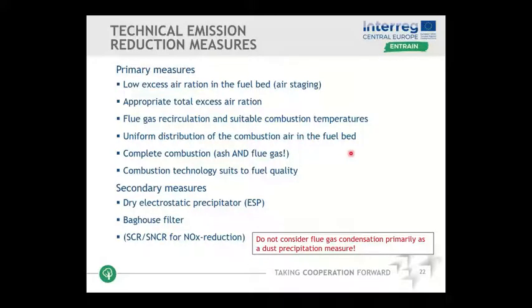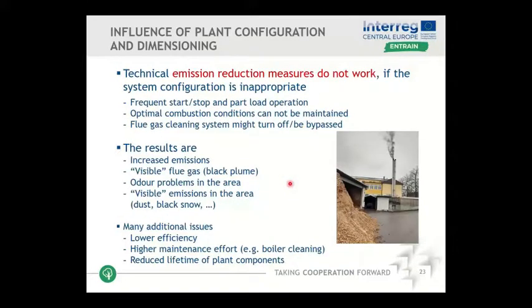There are primary and secondary measures to reduce emissions. I don't go into detail here. Primary measures are related to the combustion conditions itself, and secondary measures are filters, precipitators, and other measures to reduce emissions. Both are standard state-of-the-art technology and have to be applied anyway to keep emissions as low as possible. But these measures do not work if you have an inappropriate system configuration.